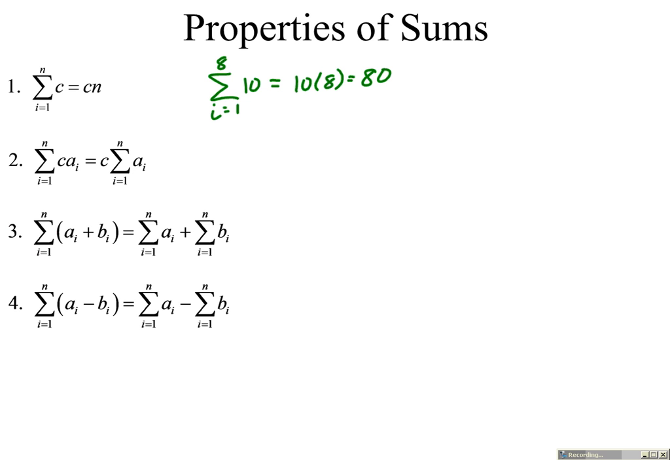Property 2, sum of a constant times a of i. I can pull the constant out in front of the summation if I want to, add up all the a of i terms, then multiply by that constant at the end if you choose to.